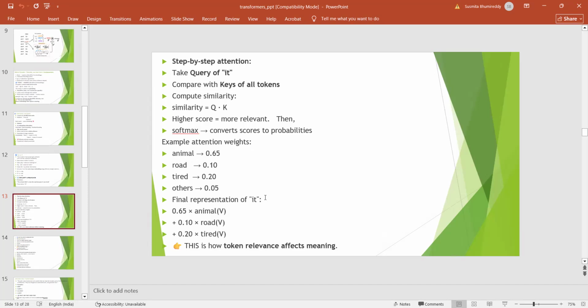So the final representation of it: I'm multiplying the value with the weighted matrices here. This is how token relevance affects meaning. So for our query, which one is more relevant here? 0.65 is more relevant, so it refers to the animal, and tired is slightly related, and the road is barely related.